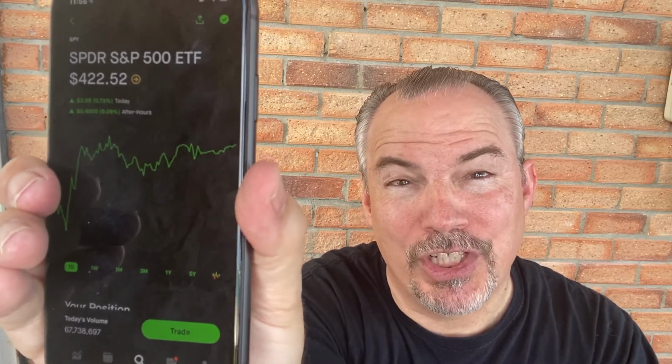$422 per share. Now, you don't have to spend $400 to buy, because they offer fractional shares. That's the beauty of it. So you could buy a fraction of one share. It used to be that you had to buy lots of 100 shares, but not anymore. Now you can buy a fraction of one share.